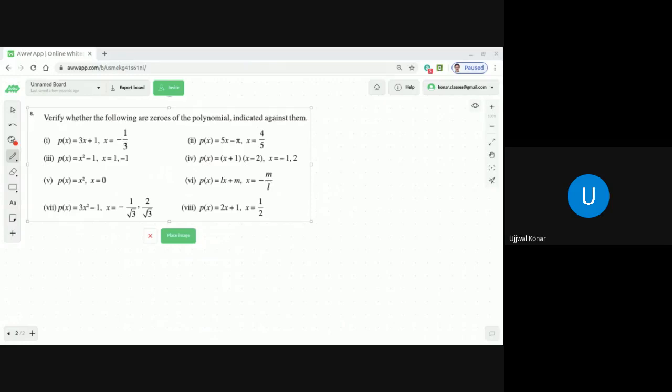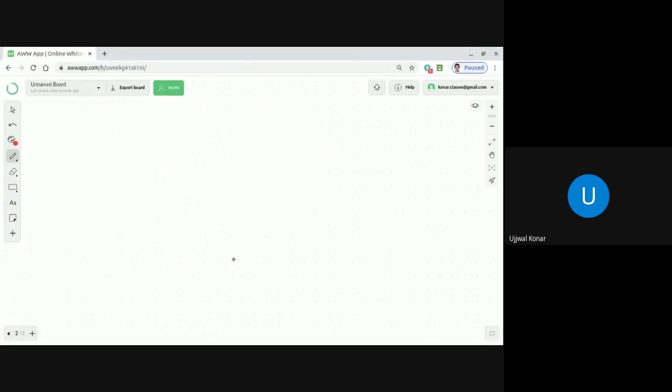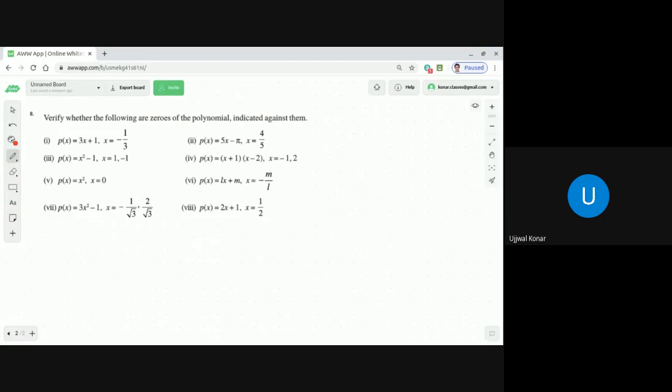So what is the question? As you see in front of you, verify whether the following are zeros of the polynomial or not. If you see, this minus 1 by 3 is a zero of the polynomial. This is also a zero of the polynomial, because if you apply 1 or minus 1, you will get 0. Correct, no?